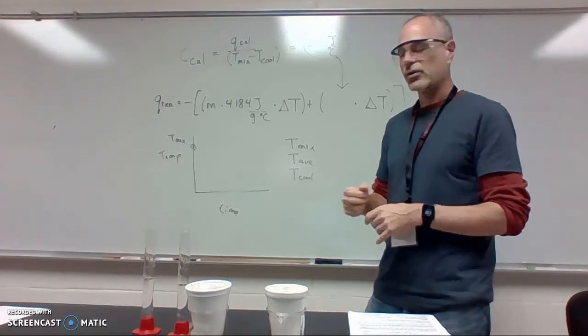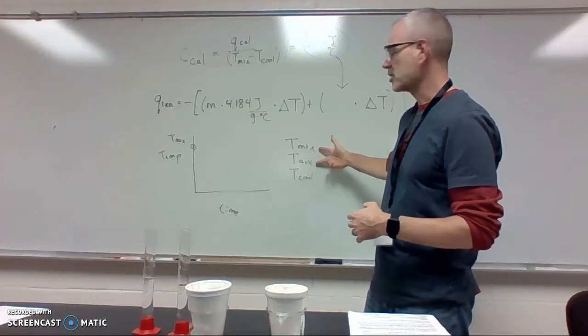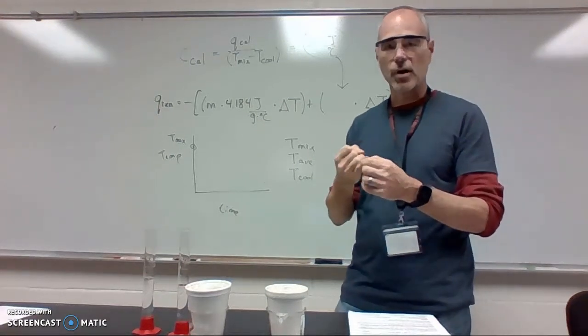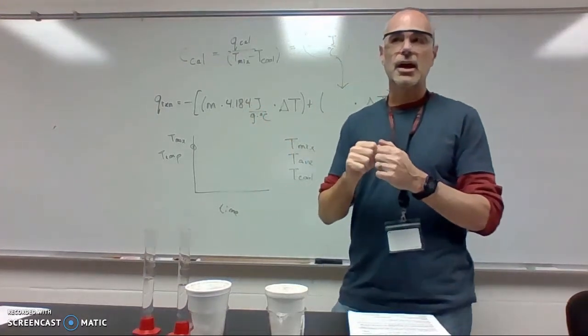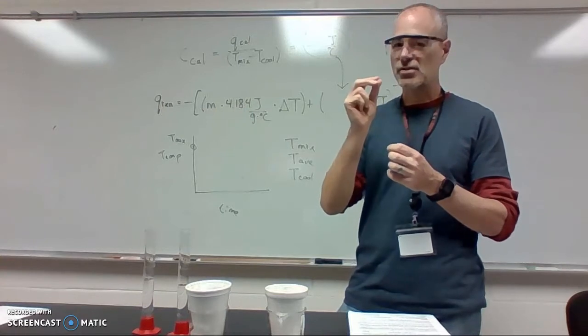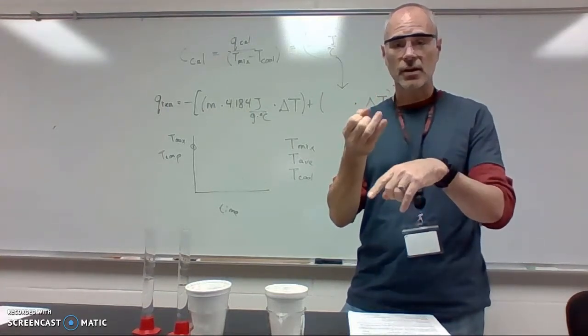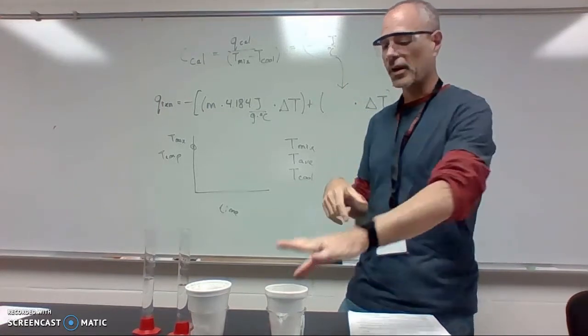The first part is to look at the discrepancy between the T average and the T mix, what we expected. If we take the volumes, multiply it times the constant, which is 4.184, and then multiply it times that change in temperature, the discrepancy, T average and T mix, that'll give us an energy value that's unaccounted for the calorimeter.